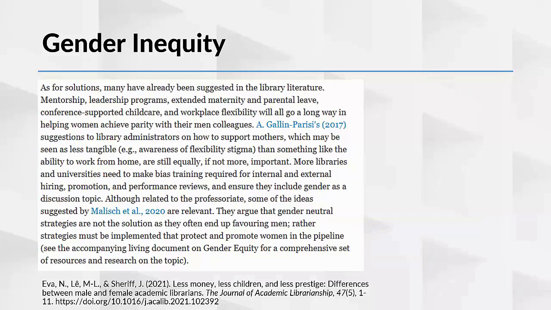And then they also say there's been research, and they have a citation there, showing that gender neutral strategies aren't the solution, since they often end up favoring men. So rather, strategies should be implemented that protect and promote women in the pipeline. And they also include an appendix or accompanying document that talks about different resources and research on this topic: not doing gender neutral strategies, but rather promoting women in the academic pipeline.